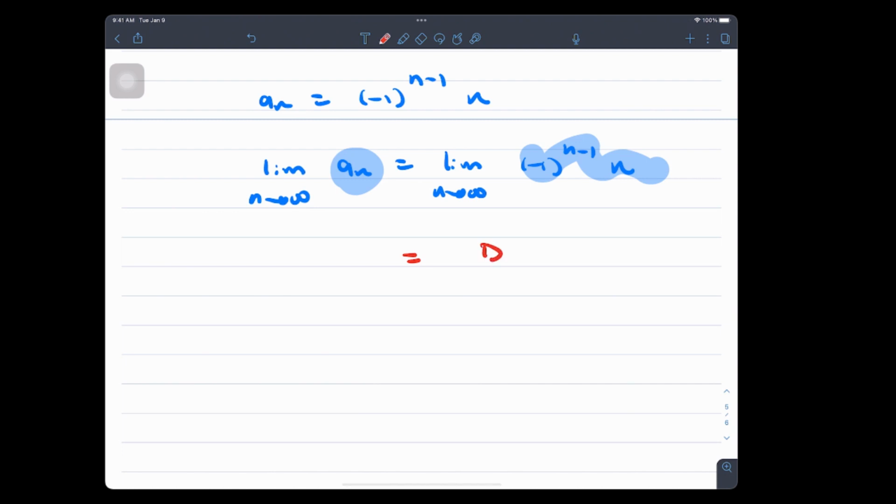Well, this limit does not exist. Why? Because this limit goes to plus or minus infinity as what? As n gets big.